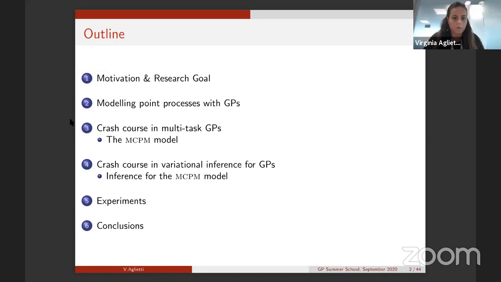And for that, I will remind you what variational inference is for GPs with non-Gaussian likelihoods. And then I'll cover some of the experiments trying to show how these models can be used to recover the intensity function for real problems.